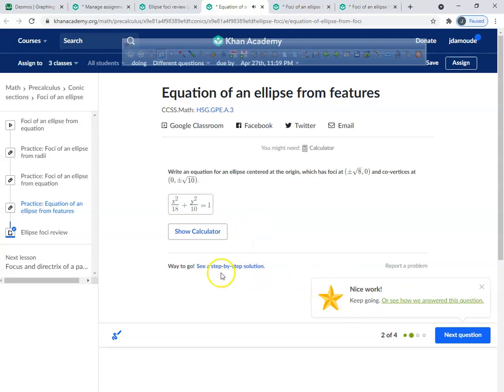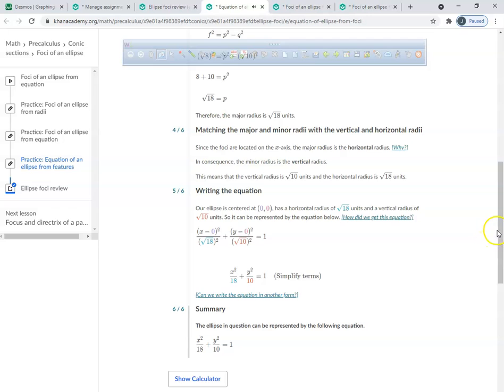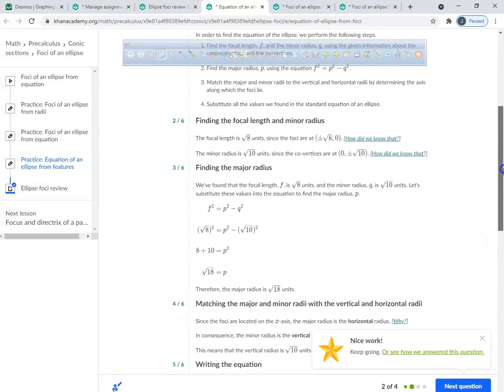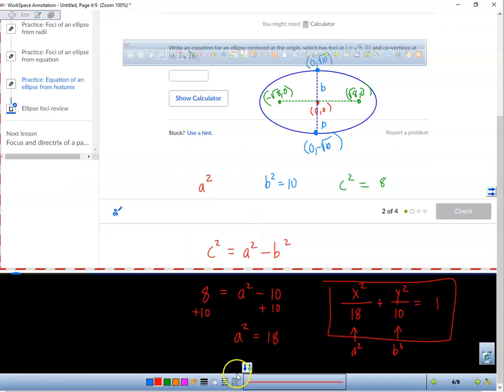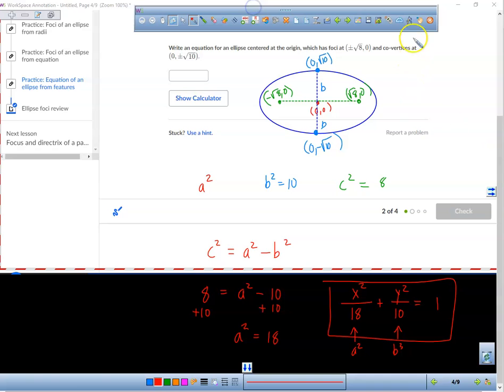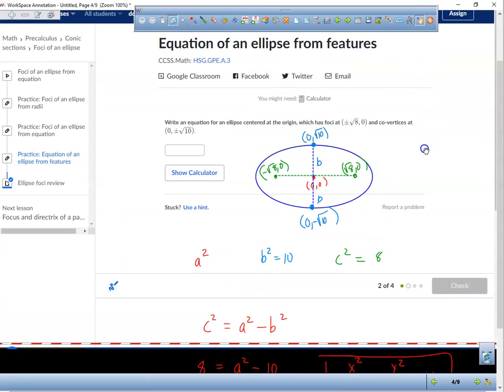There we go. Now if you mess up, you can go to see step-by-step solution and see what they did. Now remember, they're going to use f squared equals p squared minus q squared versus, what do I like to use? Just the c squared equals a squared minus b squared. All right, but that's all you guys have to do when you're trying to build your equation from the features of an ellipse.